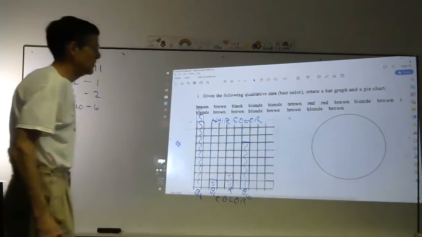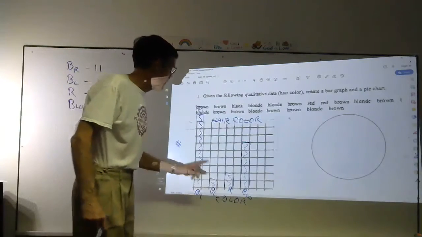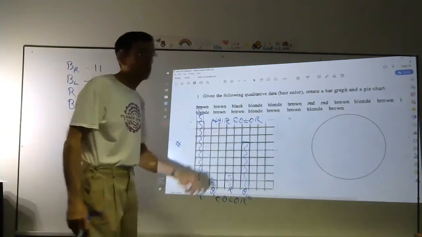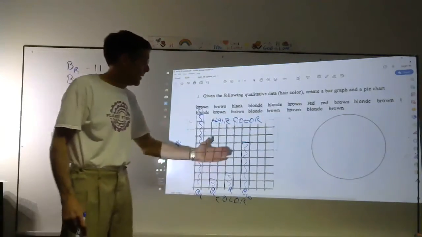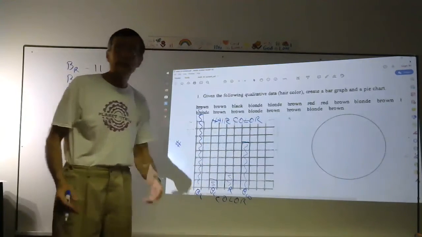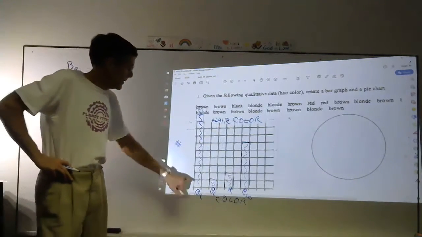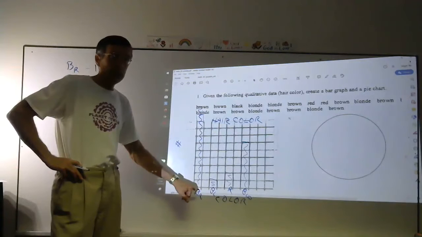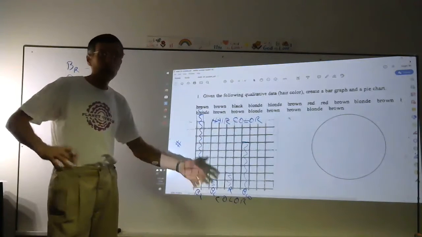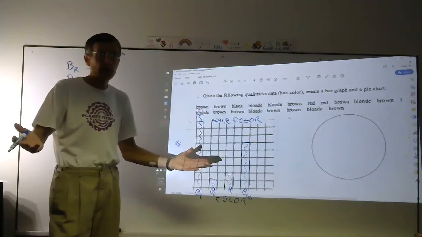Very, very easy to do. Now, there's a couple things to notice. Make sure you title everything. Your axes are titled, and there's a title for the graph. Also, notice how with qualitative data, the bars do not touch each other. There's a reason for that. The number of brown-haired people has no effect on the black-haired people. They're totally different people, okay?